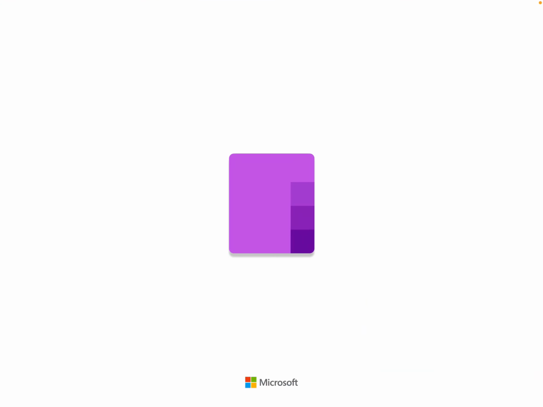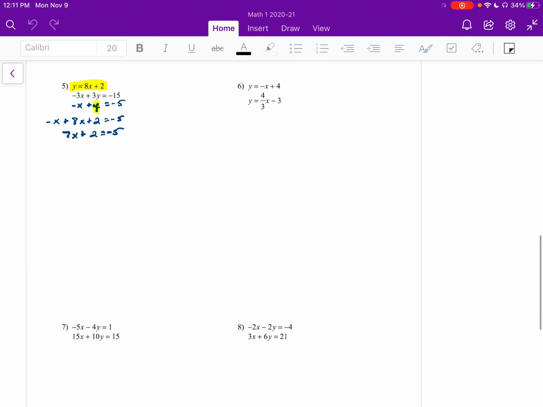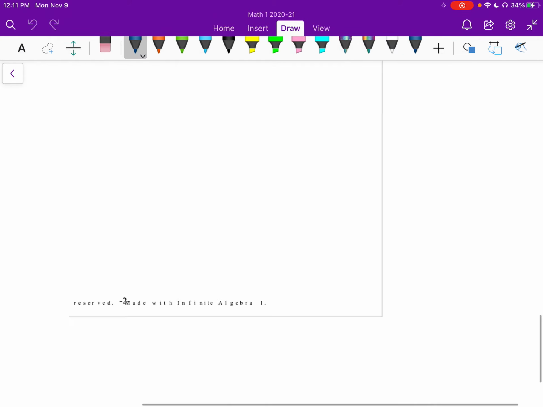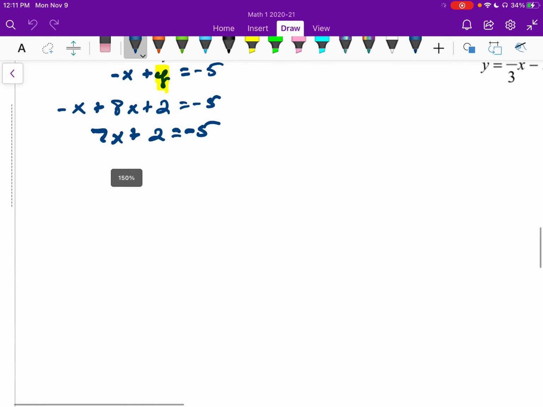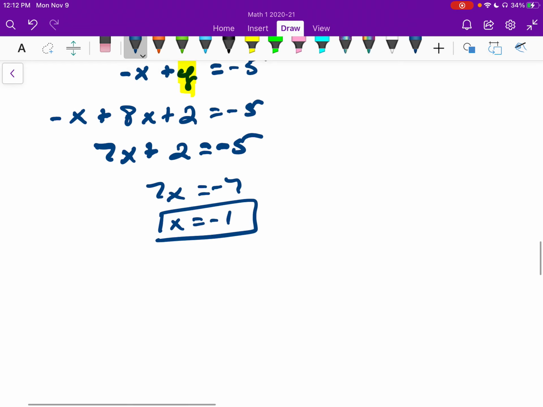Uh-oh. No, there we are. All right, let's see, how far did I get? I subtracted the 2 from both sides, didn't I? So I said, well, 7x is negative 7, and x is going to be negative 1. I think that's where I was when it closed.